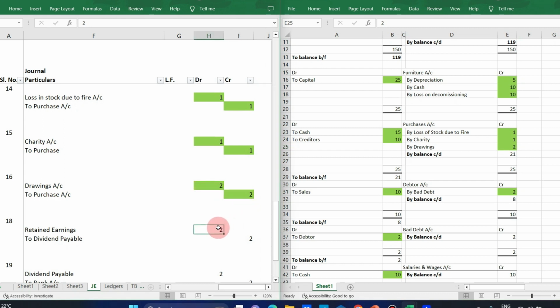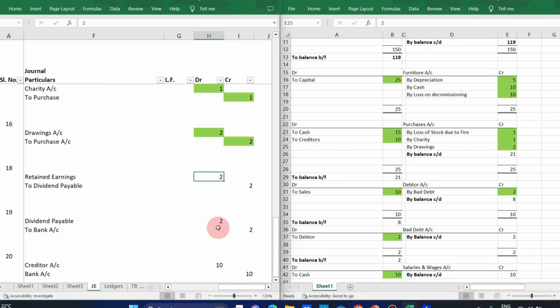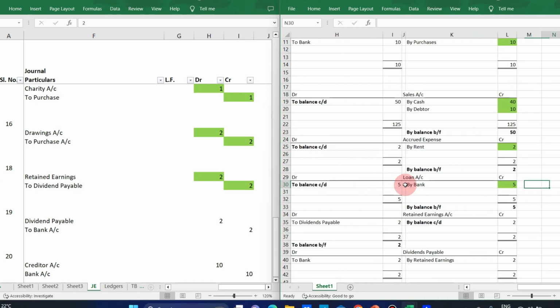Next entry is retained earnings to dividends payable. So retained earnings as well as dividend payable, both are new accounts. They have never been used till now. Let me just search them. Yes, so retained earnings got debited against dividend payable, and dividend payable got credited against retained earnings.